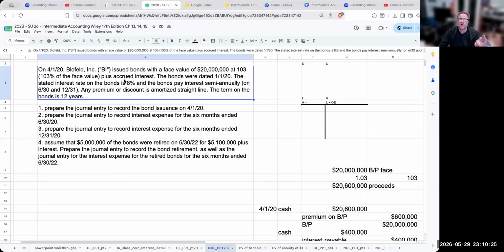So Blofeld issued bonds with a face value of 20 million at 103 plus accrued interest. The bonds were dated 1/1/20. Stated interest rate of the bonds is 8%. Bonds pay interest semi-annually. Any premium or discount is amortized straight line. Term on the bonds is 12 years.